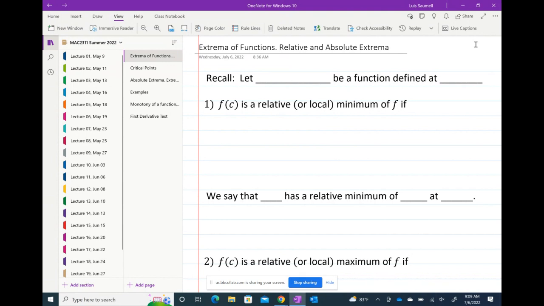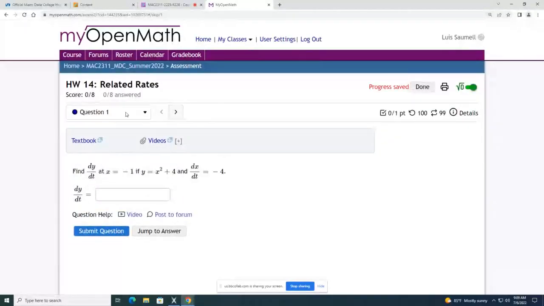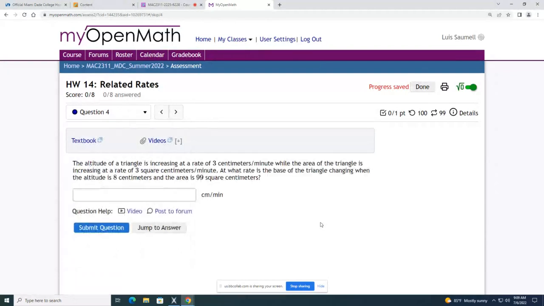What problem is it? I believe it was question 4 or 5, from homework 14. Okay. So let's see. Check this one. Okay, so 4 or 5. That's the one.